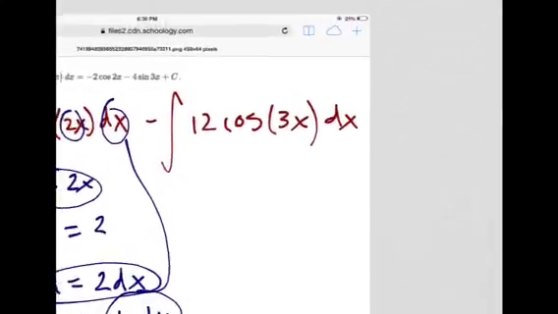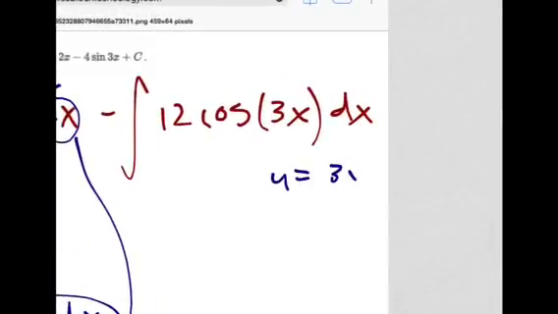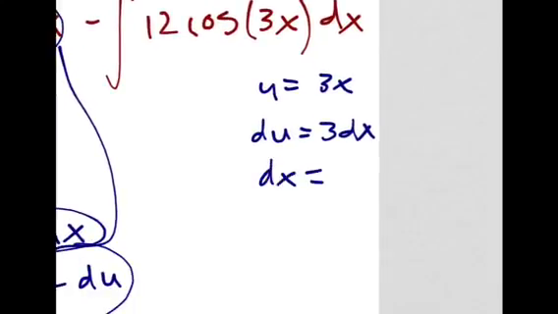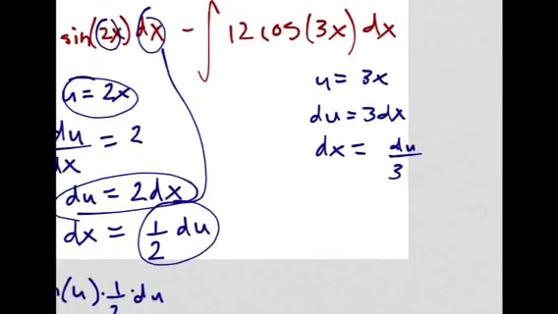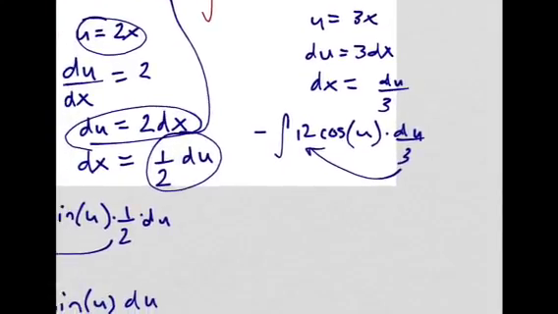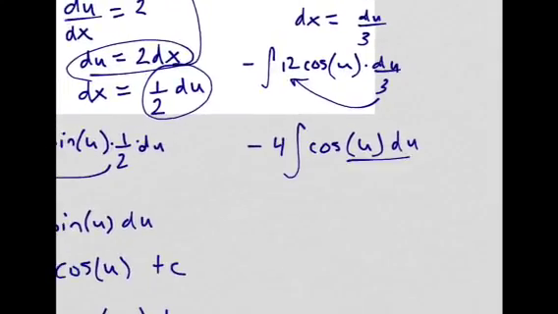And then I'll do the same thing for this one. u equals 3x, du equals 3 dx, and solve for dx. I get du over 3, or 1/3 du. So I have this minus the integral of 12 cosine of u times du over 3. So I'll multiply this 3 and move everything out front, so that'll be minus 4 cosine of u du. I have everything in terms of u, that's what I want. You can't have u's and x's in there because then you won't be able to integrate.